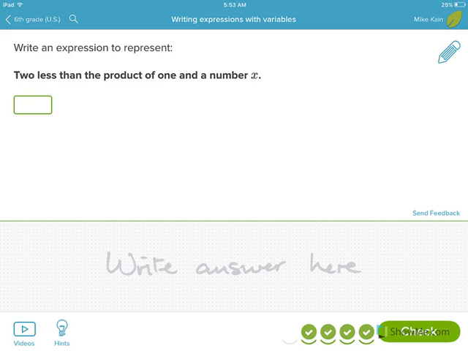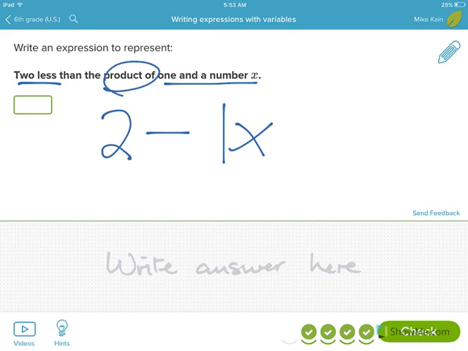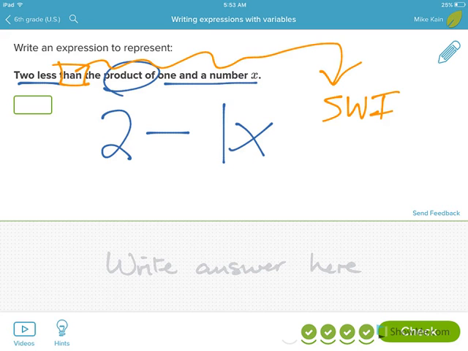Okay, we have 2 less than the product, that's multiply, of 1 and the number x. Actually, believe it or not, we have a weird rule here, Dad. Oh no, you and your rules again. No, there's one rule, it's called than. When you see the word than, that's called a switch word. A switch word. You gotta switch the order around. That's the only time it's going to look a little different, when you see than, because than is a switch word.